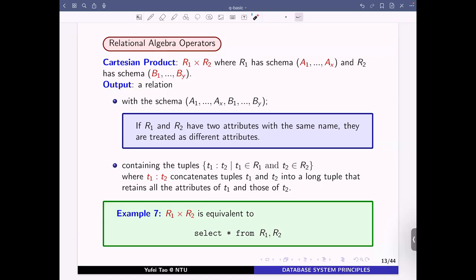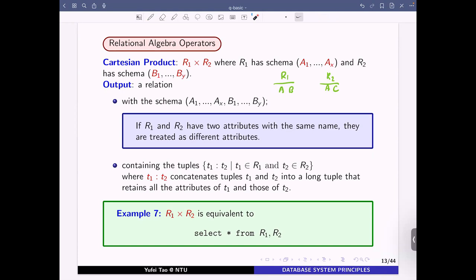Once again, two things to define. The first thing to define is the relation schema. The schema includes all the attributes, not only in R1, but also in R2, so you've got X plus Y attributes. One interesting question would come up here. Let's say R1 has attributes A, B and R2 has attributes A, C. What will be the schema of the Cartesian product of R1 and R2? Noticing that attribute A appears in both relations, the answer is 4, not 3.